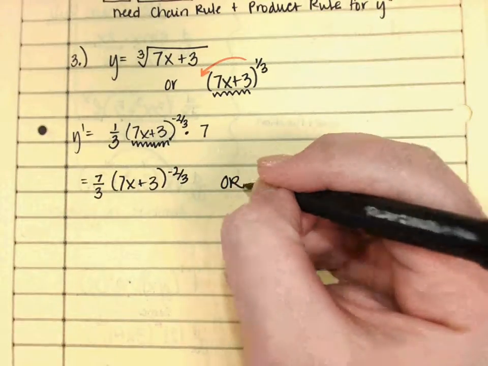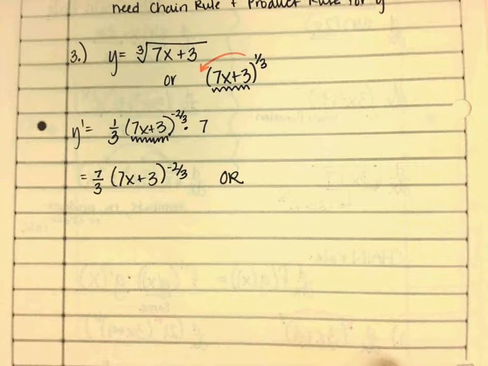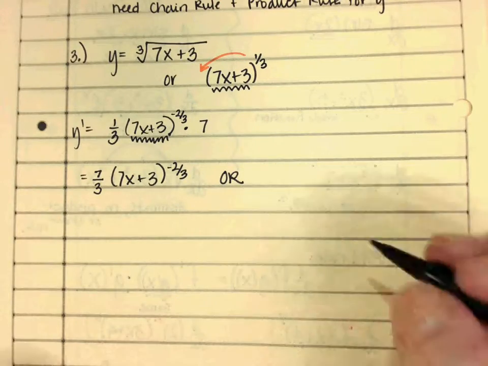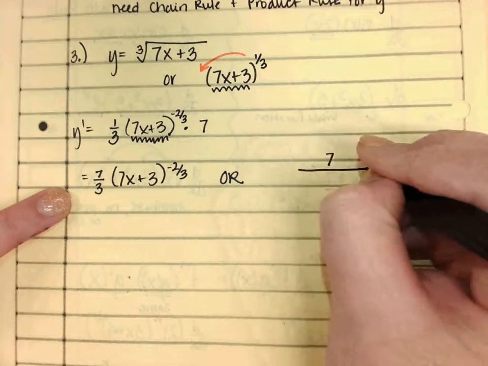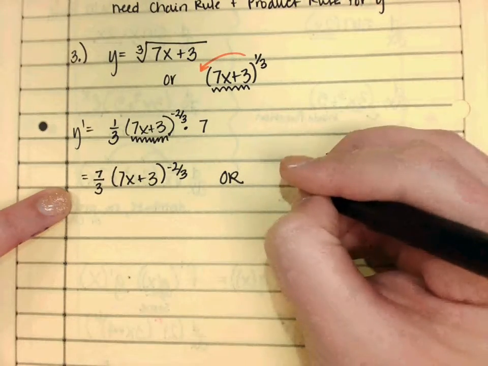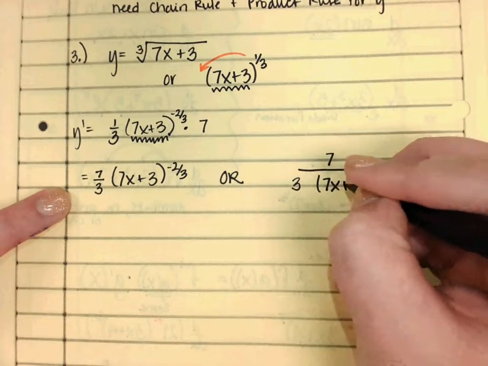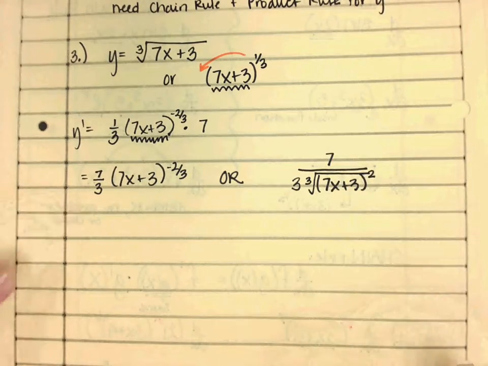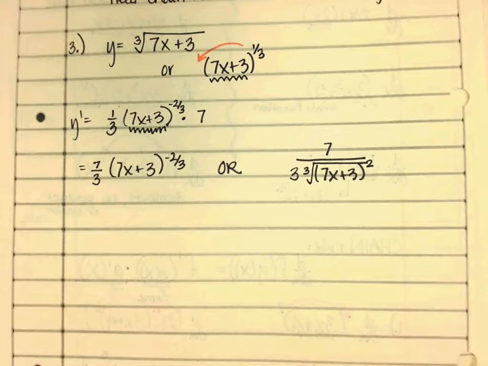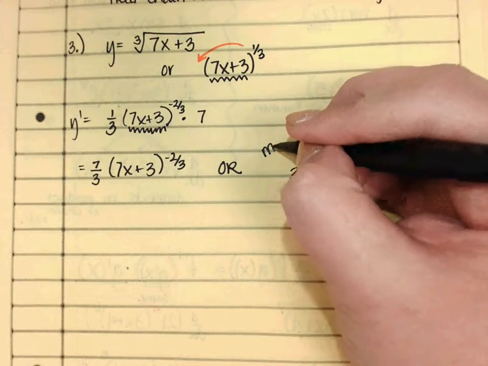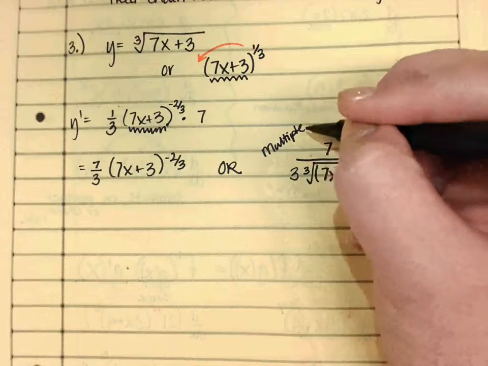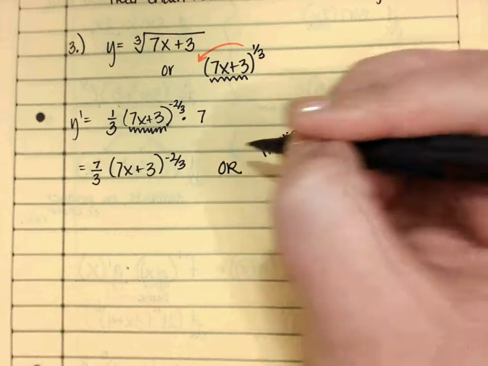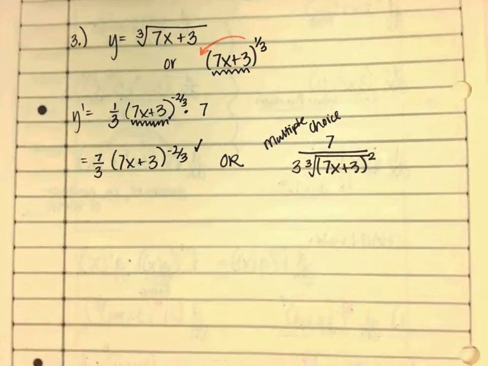Now, if it was multiple choice, they would not leave it like that. Negative 2/3 is the same as a squared and a cubic root, but it should belong where? On the bottom. So I'm going to put 7 on top. I'm going to put 3 on the bottom, and then my 7x plus 3 is going to be squared and cubic rooted. Does that make sense? So this would be like your multiple choice answer if they were going to try to make you have to match it. Okay, but this is technically already right.